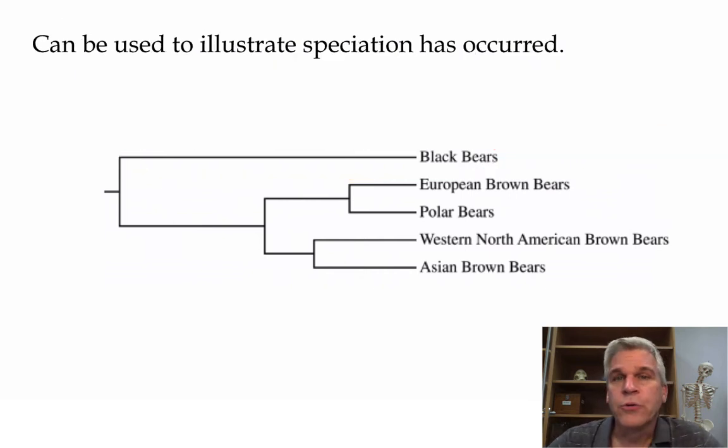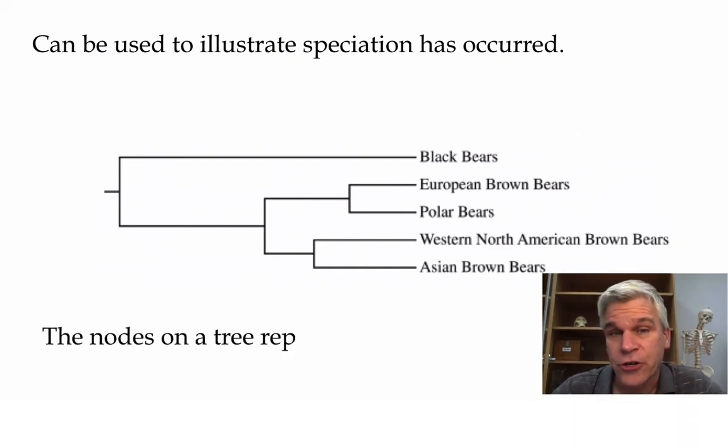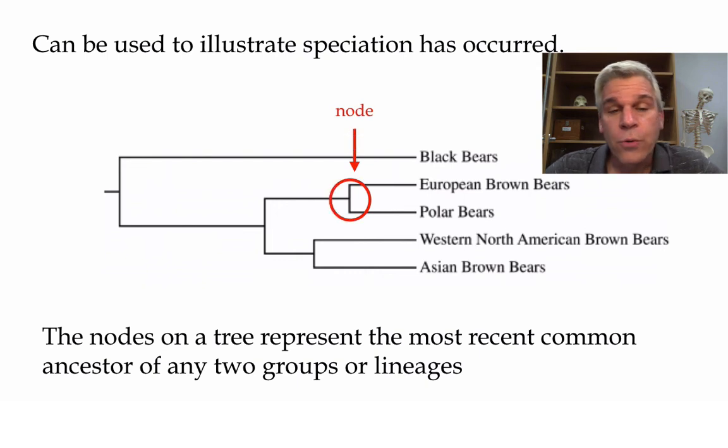We can also use cladograms to illustrate that speciation has occurred. The nodes on the tree represent the most recent common ancestor of any two groups or lineages. So wherever you see a node, again, that's where a common ancestor would be.